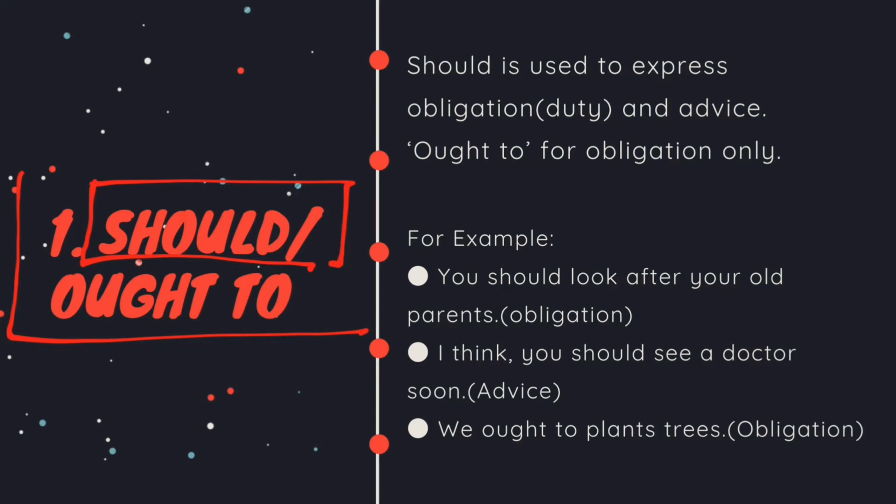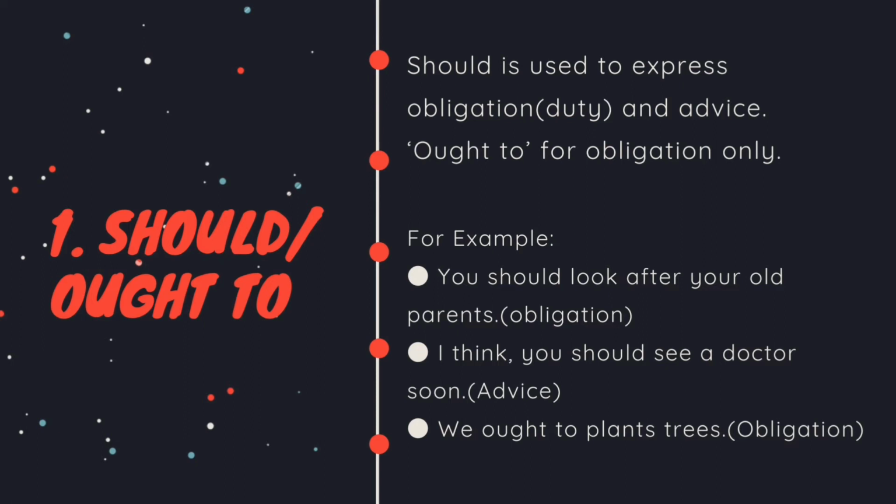Should is used to express obligation, that is duty, and advice. So if you have to obligate someone, show someone's duty, or advise someone, there you will use should. And if you have to only obligate someone, not advise, in certain conditions we will use ought to there. If you have to obligate someone, you can use ought to, but if you have to advise someone, you will only and only use should. Fine. So now let's see the examples.